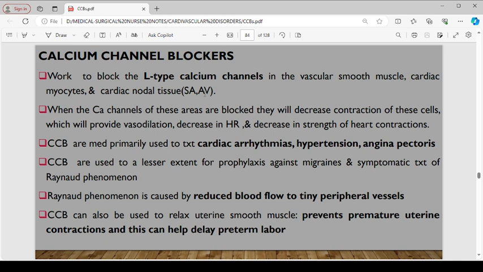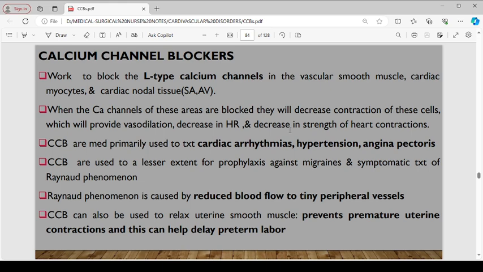Perhaps you need to try to project what will be the probable effects of these drugs based on their targets. When calcium channels are blocked in these areas, they result in a decrease in contraction of the cells, right? So the smooth muscles are going to relax, and they are also going to provide some vasodilation. Also, when the cardiac nodal tissues are targeted, they are going to relax, and this is going to result in decrease in heart rate and decrease in strength of heart contractions.